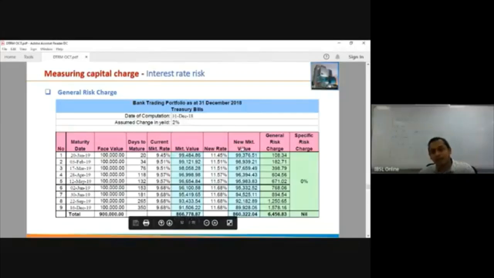Yeah, market value minus new market value. So 866 minus 860. So the general risk charge is 6,456. Okay, but this is for your portfolio and general risk charge. For specific risk charge, the regulation says if it's a government instrument, there's no specific risk charge. Right? I said specific risk charge depends on the type of instrument and type of issuer.